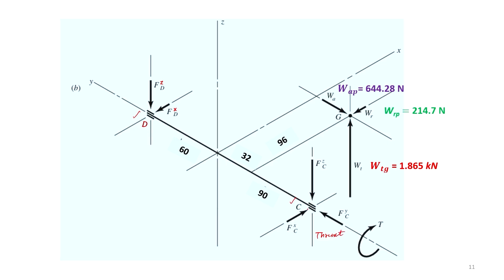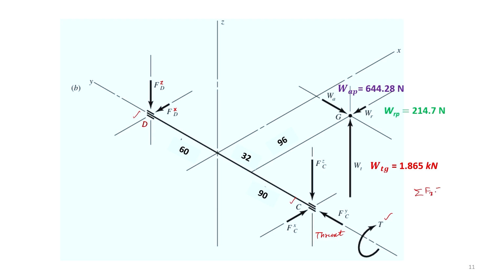Any one of the bearings is taken to support the axial load. So, this is the free body diagram. Now, we will apply the static equilibrium equations to determine these unknown reactions and this torque. We have 1, 2, 3, 4, 5, 6 unknowns.